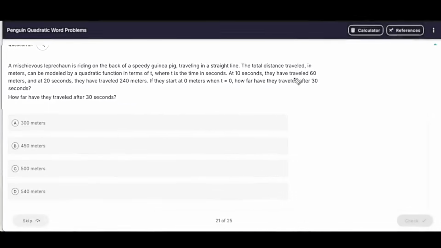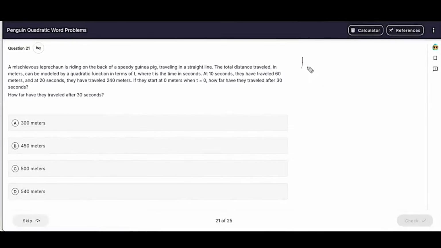So the first point would be (10, 60), because remember, time is our X and meters is going to be our Y, since we're trying to calculate how far they travel, right? And then the other point they gave us is (20, 240). Now they do give us one more piece of information here. They say if they start at 0 meters when t equals 0, boom. So they are actually giving us the y-intercept, 0.